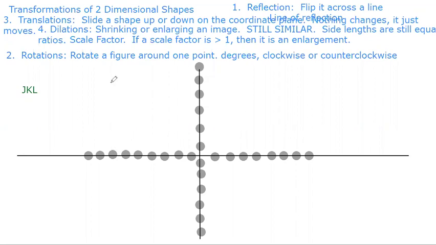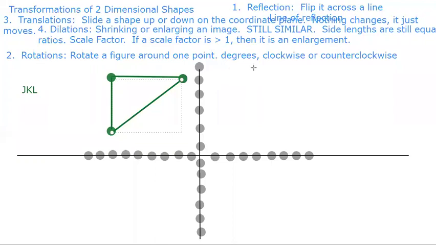So point J is right here. Point L is at -7, 2. Point K is at -1, 5 as well. So here's point K. Let's connect those dots. There is our triangle JKL.